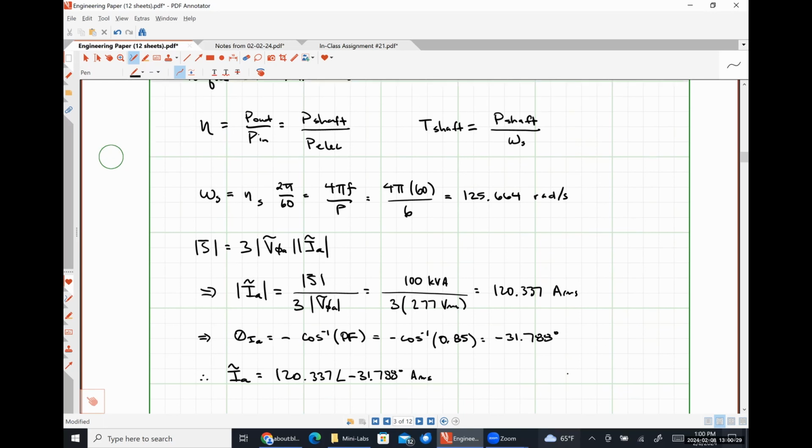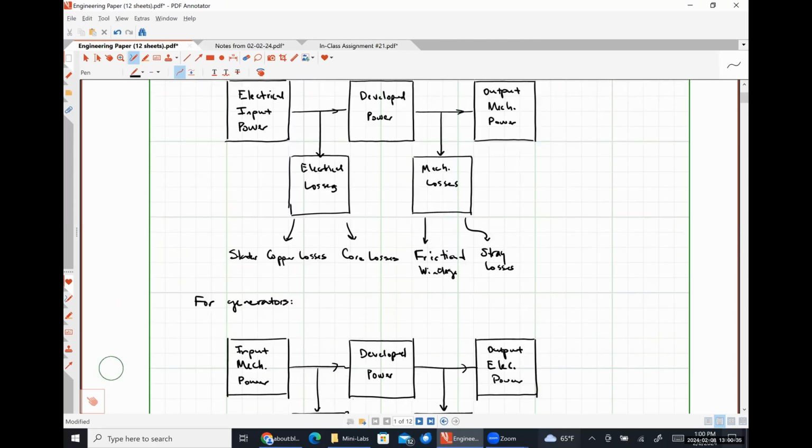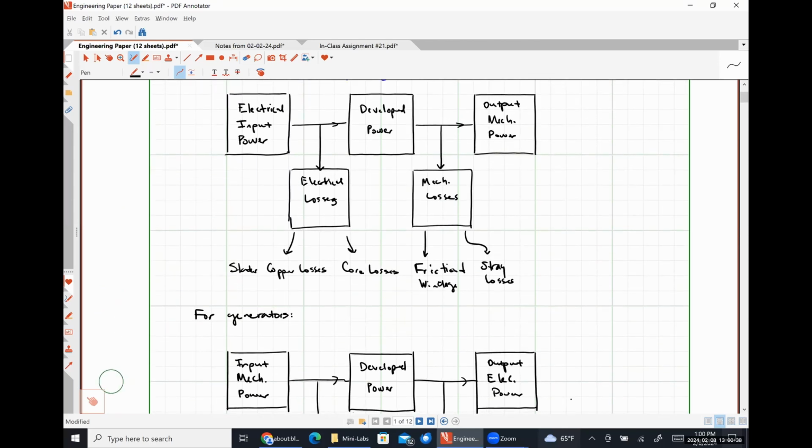Let's go back up to the power flow diagram up here and see if we can sort some things out. The diagram on top is what we're using. We're trying to find effectively the output mechanical power. We were told what our friction and windage losses were, so that's a known quantity. We didn't have any mention of stray losses, so we're going to assume those to be zero, because generally speaking, they would be mentioned. We were told what our core losses were.